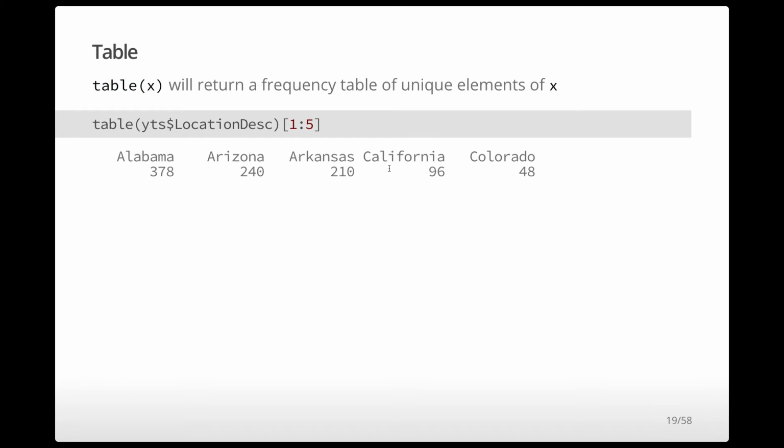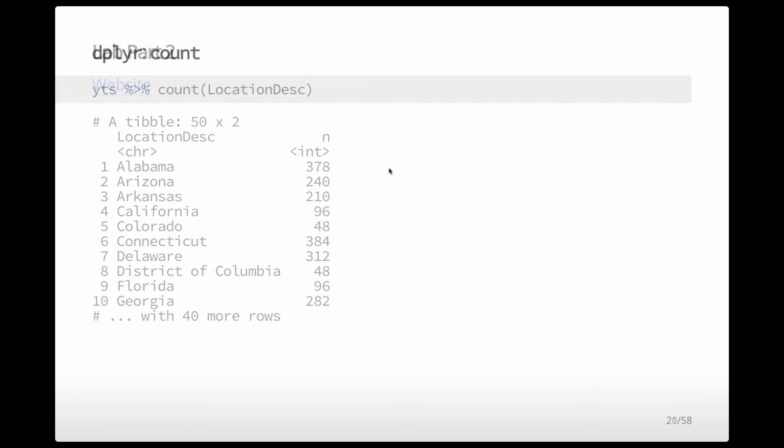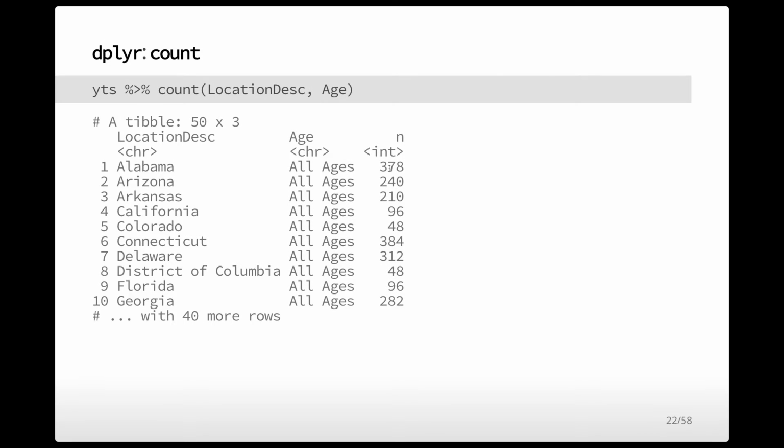The difference with table is that the output is not a tibble. It's not a data frame. It's just a table object. But those table objects can be very useful for certain testing procedures. So count stuff up. That is the dplyr way. You don't have to use $. You can just use the column names. And if you're using pipe, you can just use tab completion and all the nice things that RStudio affords you.